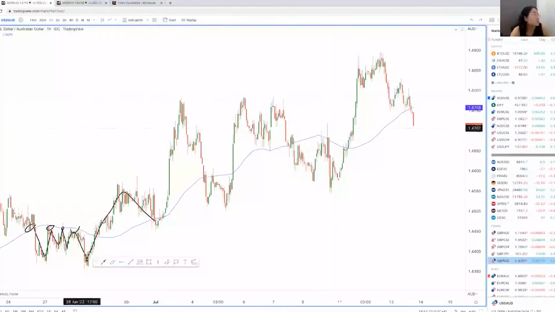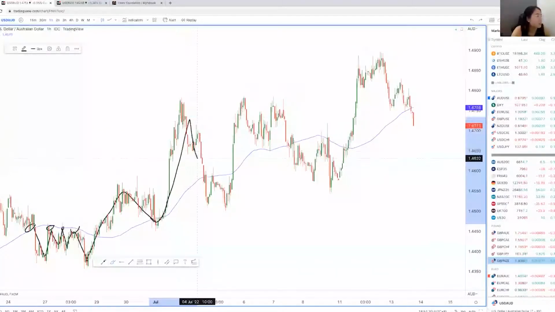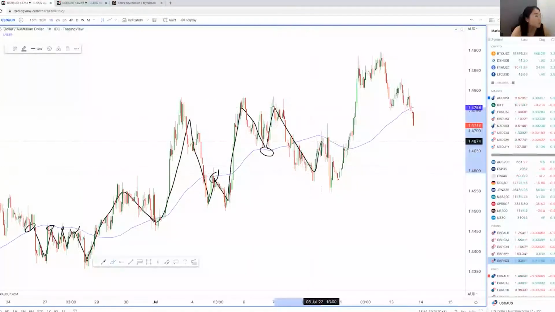Okay, maybe the correct settings would be like 72 or 75, whatever it is. Okay, it comes and reverses here. It breaks this, comes, respected this, turns back, broke, came here, respected this area, bounced, broke, respected this area, bounced, and then it stopped respecting.